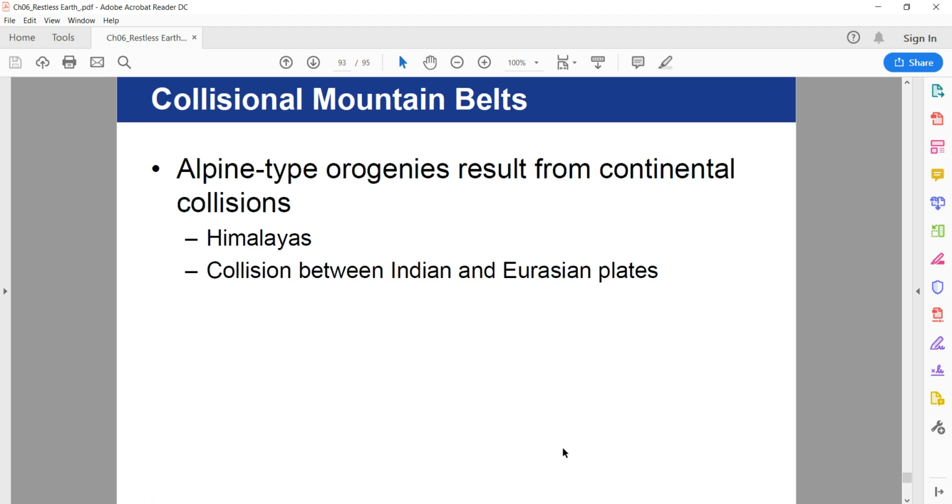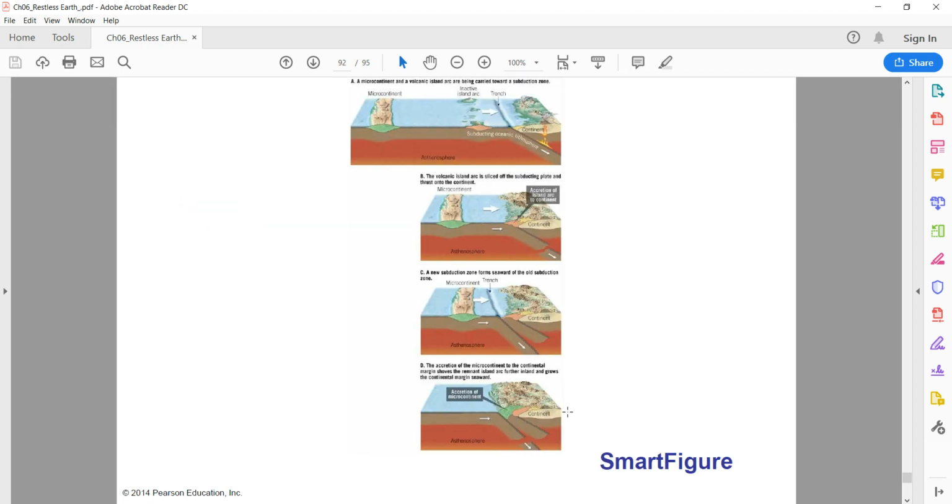And again, just like Andean type mountain, further inland you will have these volcanic arc here. Due to the subduction of this oceanic plate, there will be a magma plume. The magma plume will rise toward the surface, and you will have this volcanic arc that will be left behind. You have chain of mountains here. This is also a smart figure in your textbook, so please browse through them. There is a very nice animation that explains this whole process of Cordilleran type mountain building.